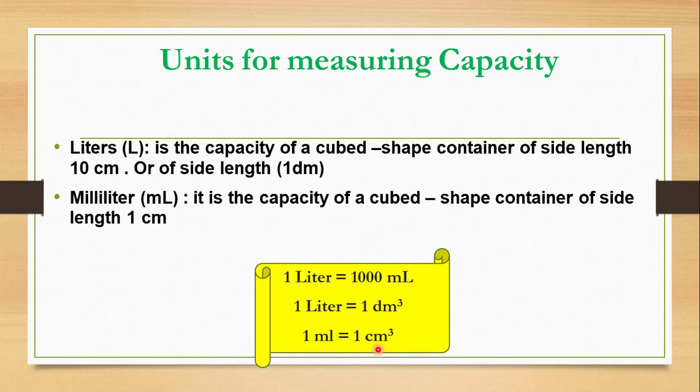Decimeter cube and centimeter cube are two units you studied before in science for measuring volume. So this is the relation between capacity and volume. Liter is the same as decimeter cube. Milliliter is the same as centimeter cube.